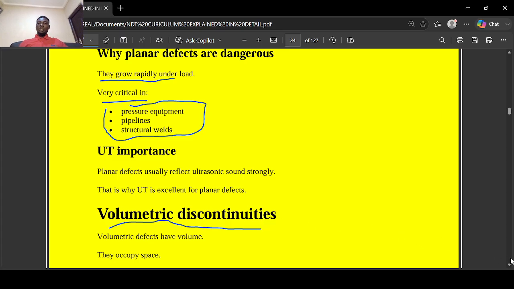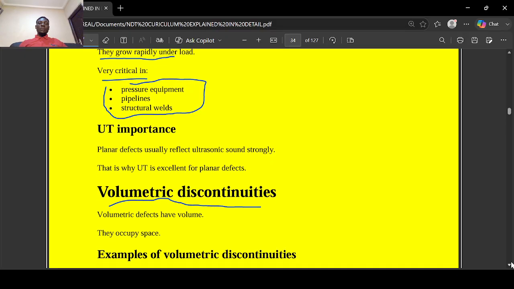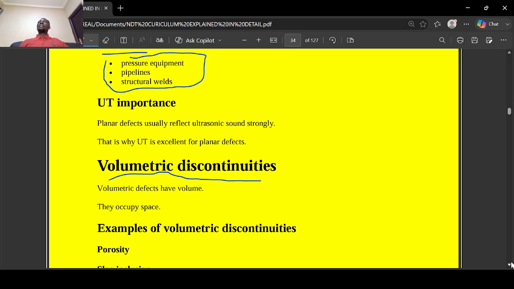Volumetric discontinuities. For example, you bought bread. When you talk about volume, I just want to explain something. You bought normal bread. Everywhere is smooth at the surface, but inside there is a hole, there's a void, there's a space inside the bread. That is known as volumetric discontinuity. Understand? So this occupies space.